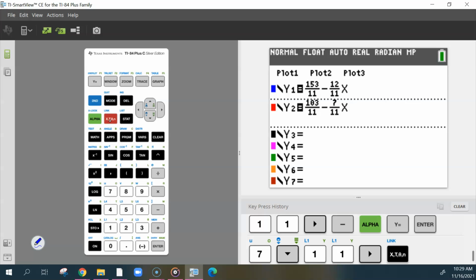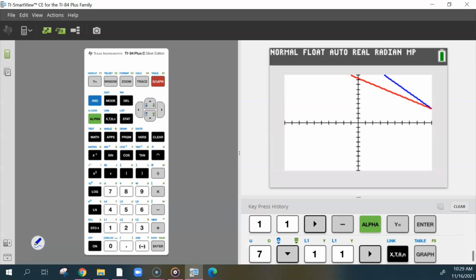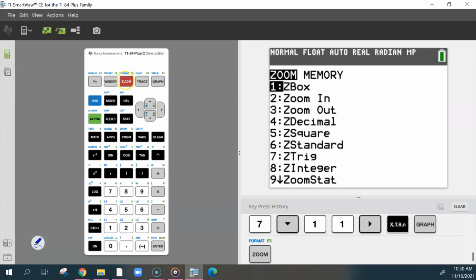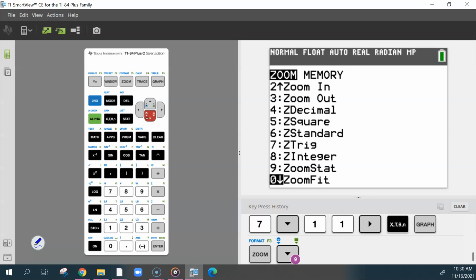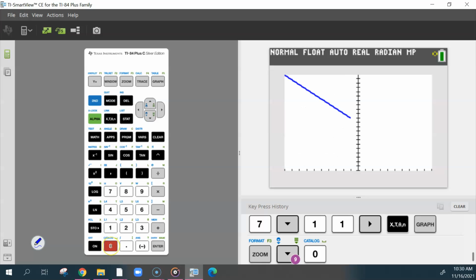Once you have both of them in your Y equals, you're going to hit graph. If you see where they intersect in this area, then you're good. I can kind of see it, but not exactly. So I'm going to zoom, fit, zoom, and scroll down until I see zoom fit, which is 0.